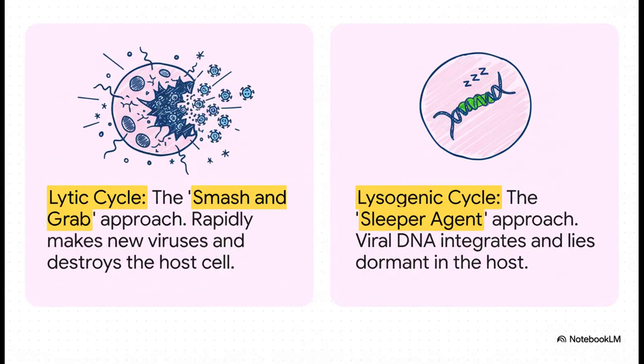Now, once it's inside, a virus can choose one of two paths. The lytic cycle is the smash and grab approach. Just make copies as fast as possible and then burst the cell open to release them all. But some viruses play the long game. They use the lysogenic cycle. This is the sleeper agent approach, where the viral DNA silently slips into the host's own genome. It just lies dormant, getting copied every time the cell divides, waiting for just the right moment to strike.